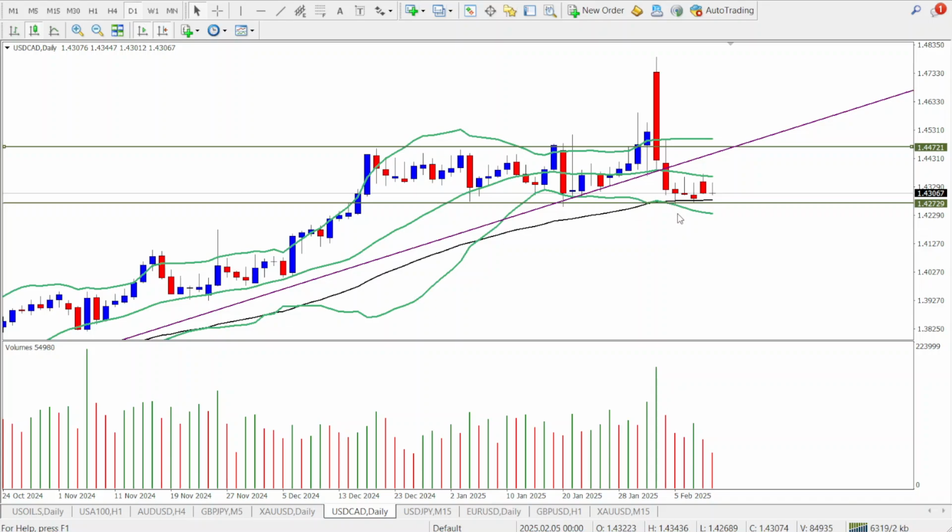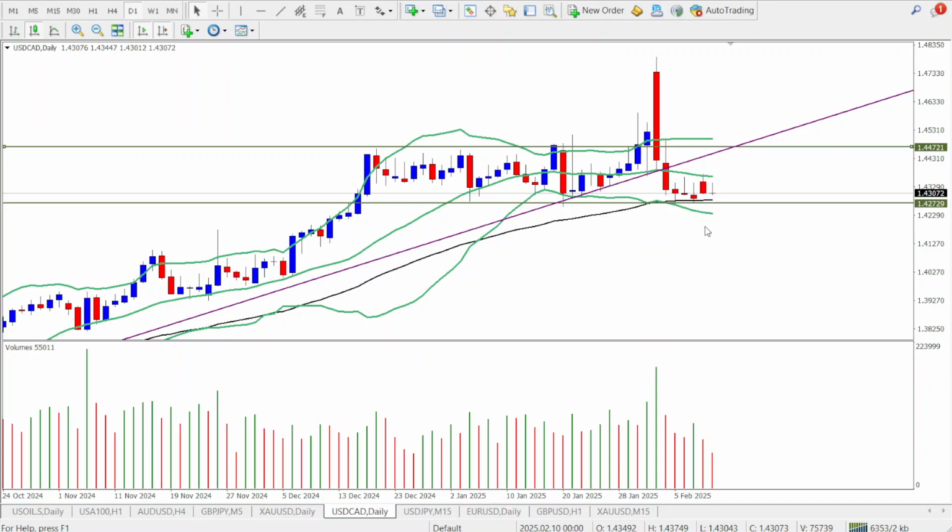Secondly, do not ignore fake breakouts. Sometimes price briefly breaks a level before reversing. So wait for confirmation before entering a trade. It is very necessary. Also, do not force a trade. If a level is not clear, do not trade it. Be patient and wait for high probability setups.